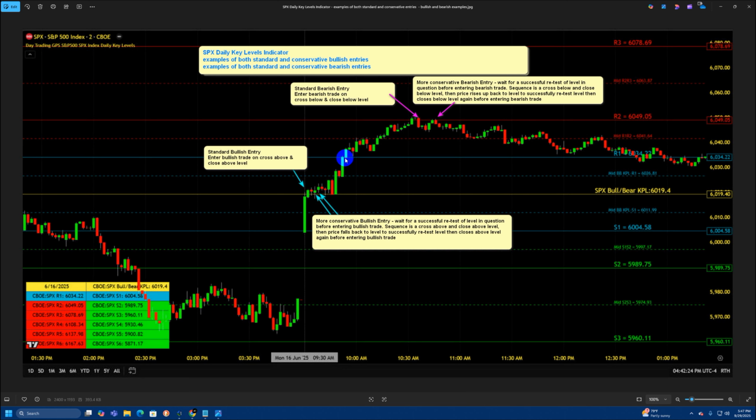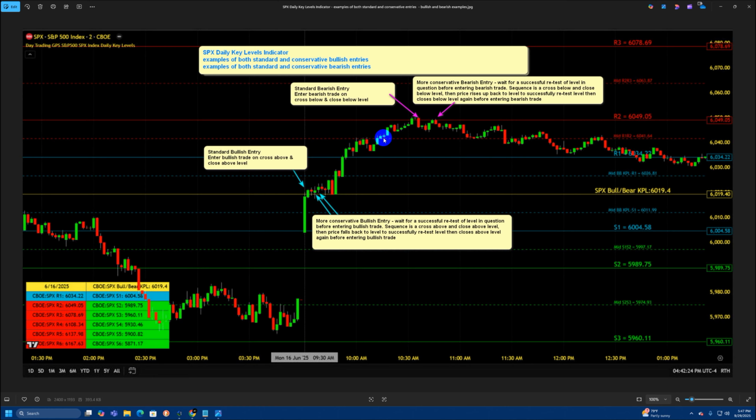If you had instead, like the second point we're getting at, waited to take an entry off of the R1 level on this cross and close above, then your standard stop loss on that trade is the first midpoint below the R1 level, which is this mid BBKPL R1. And if you instead took the tight stop loss, then it would be the QL below the R1 level, which would be the midpoint between this level and this level, which again, on the new V2.0 indicator, the QL levels auto plot as well.